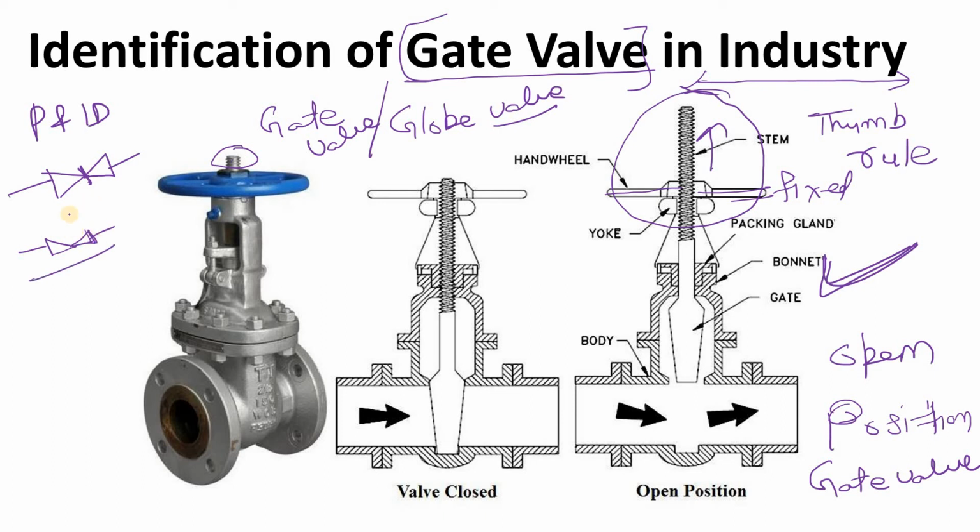These symbols are used in a P&ID. Whichever plant you are in, you can refer to the P&ID, and if this type of symbol is there in a pipeline, you can say that this is the gate valve. So this is another method by which you can find the gate valve, and one method which I have already told you that you can use in the field.